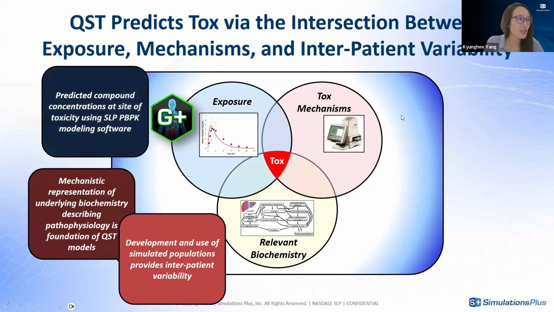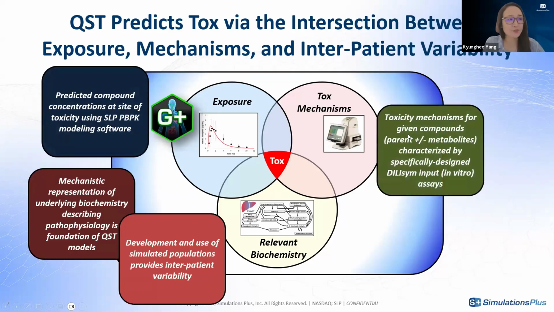Another key drug-specific input is toxicity mechanisms. Toxicity mechanisms are characterized by in vitro mechanistic toxicity assays to determine if and how drugs interfere with different DILI mechanism pathways, potentially leading to hepatotoxicity events.